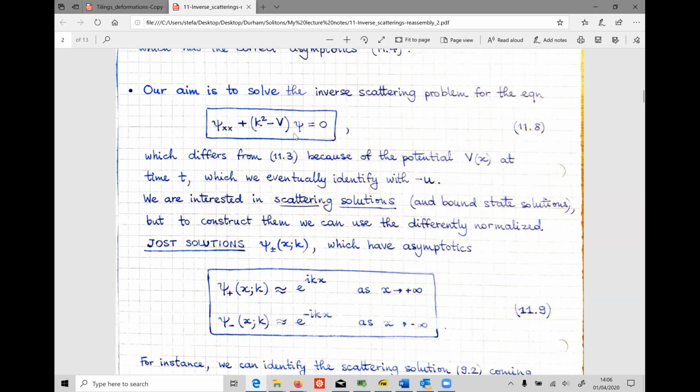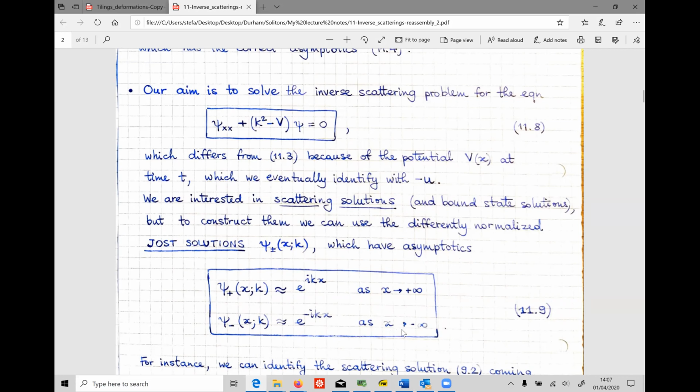But to construct them, it's convenient to use some other solutions which have a different normalization. These are the so-called Jost solutions, psi plus or minus of x, which are a function of x, which depend parametrically on a variable or parameter k, which will be the wave number, and they're defined by the asymptotics. So psi plus is a solution which asymptotes e to the ikx at plus infinity, whereas psi minus is a solution that asymptotes e to the minus ikx at minus infinity.